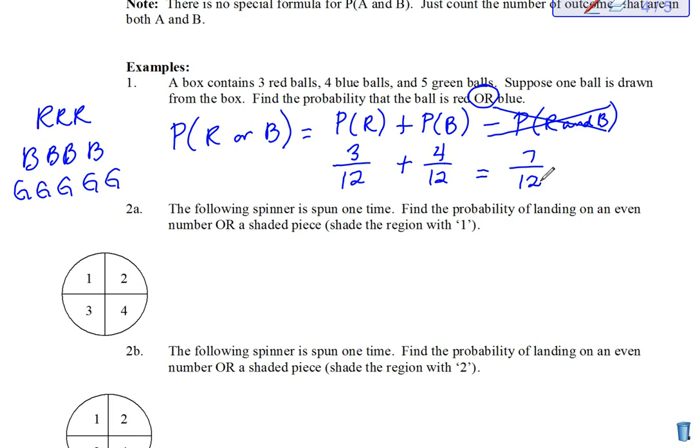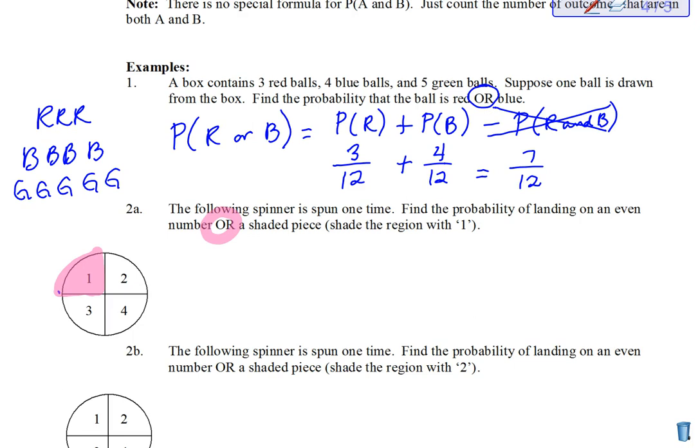On this next one, it says the following spinner is spun 1 time. Find the probability of landing on an even number or a shaded piece. Now, for some reason, when this exported to PDF, the shaded part went away, so I'd like for you to shade in the section that has a 1 in it. And again, we see this or, so we have to be careful about that formula and making sure we're looking to see if it is mutually exclusive or not.